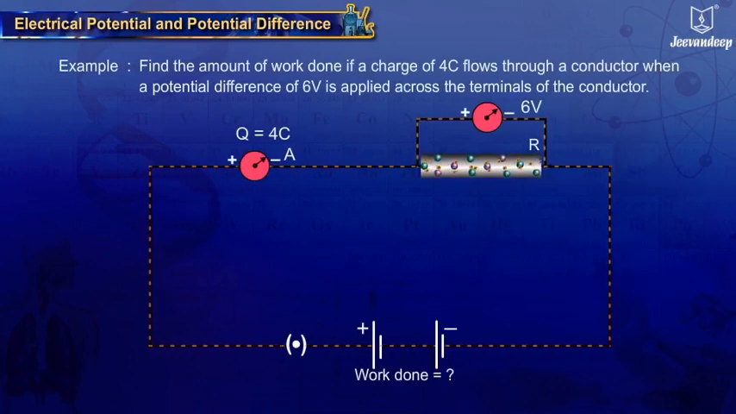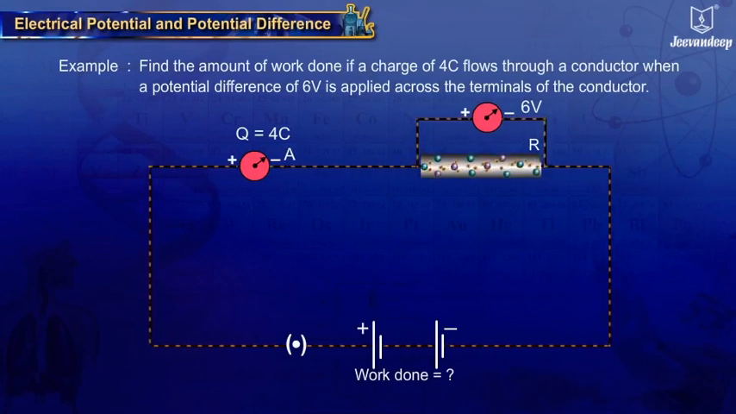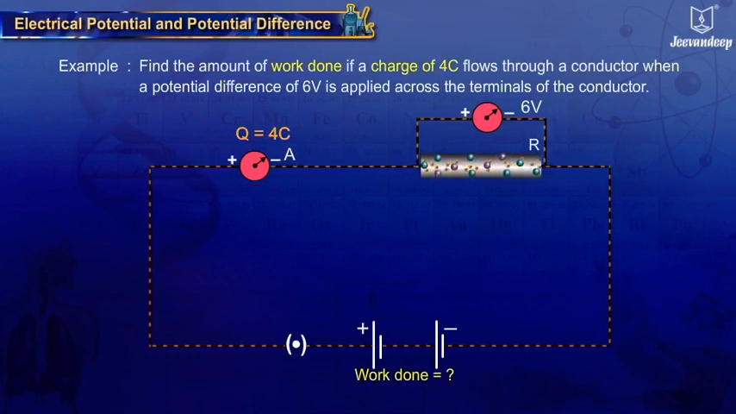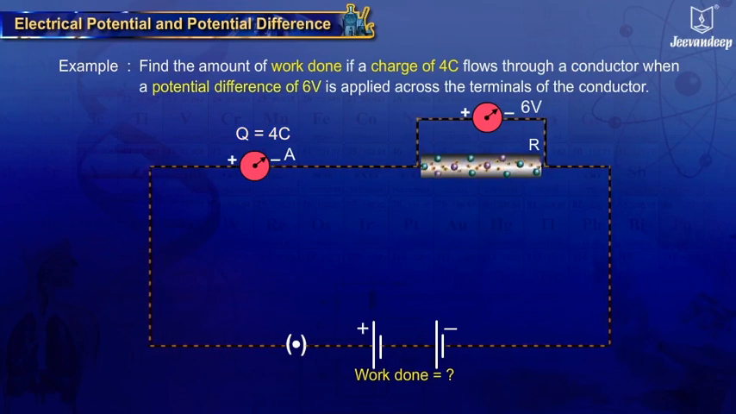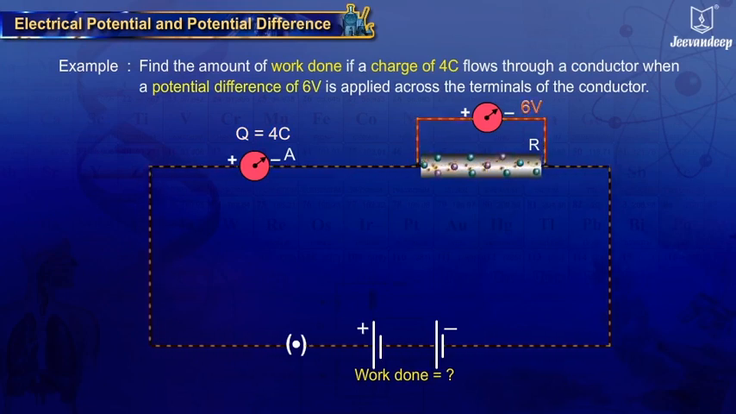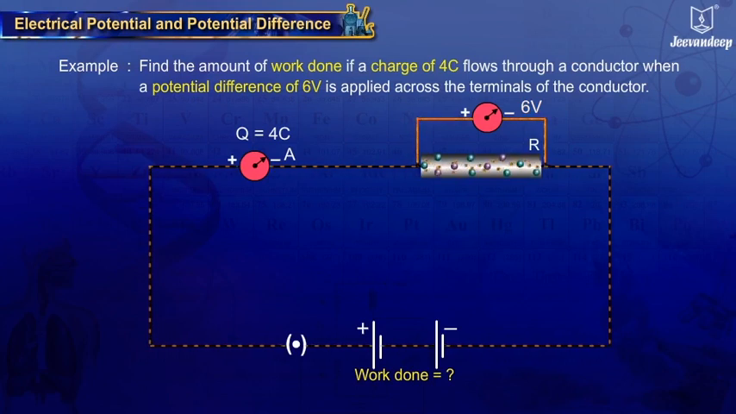Example: find the amount of work done if a charge of 4 coulomb flows through a conductor when a potential difference of 6 volt is applied across the terminals of the conductor.